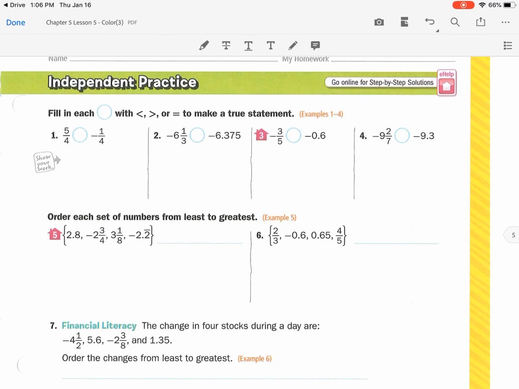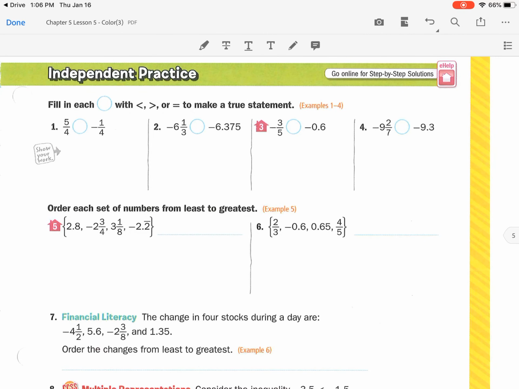Let's take a look. Go to the next page. Let's take a look at these problems right here. So the next one is 5/4 and -1/4. Not even having to do any math on that one because we know that my positive number is always going to be greater than.